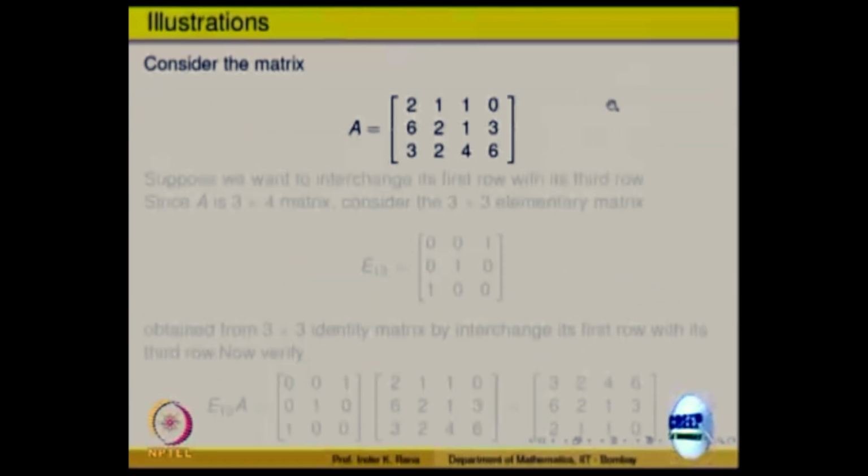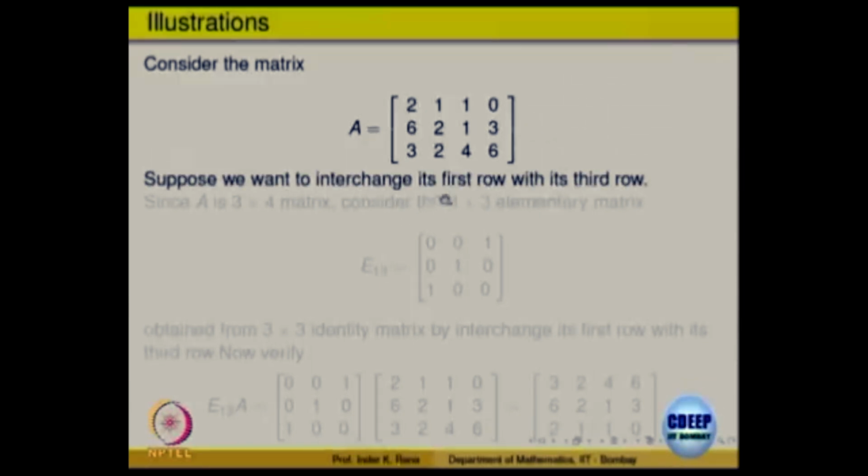Let us take the matrix A. Okay, this is the matrix, and we want to interchange its first row with its third row. So what should I be doing? This matrix is of order 3 cross 4. So I should be looking at an elementary matrix of order 3 cross 3, which is obtained from the identity matrix of order 3. So A is the matrix. We want to interchange its first row with the third row. Pick up the corresponding elementary matrix, right.